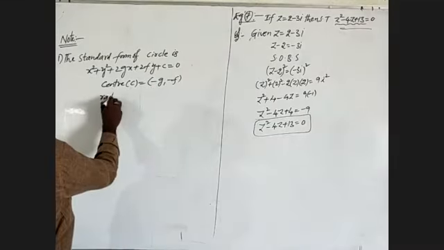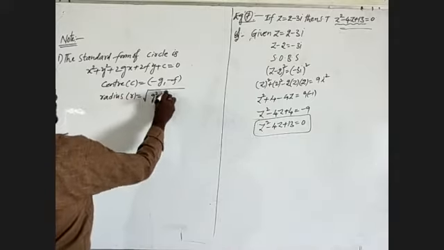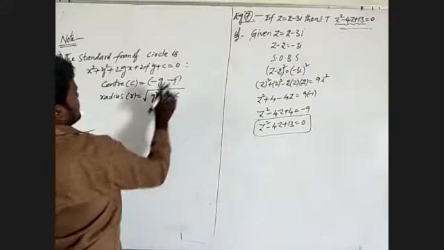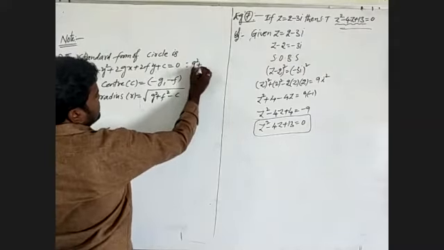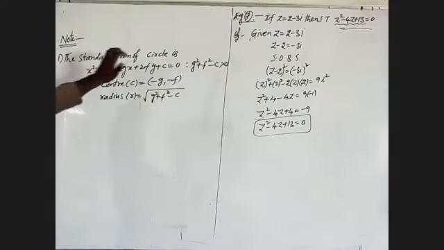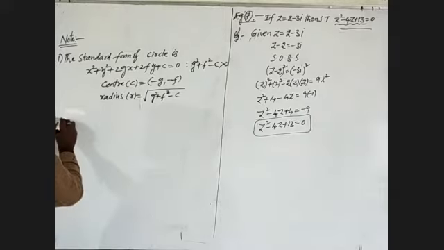After that, radius small r is equal to root of g square plus f square minus c. That means g square plus f square minus c is always greater than 0. This is the standard form of a circle. What is the standard form of a circle? x square plus y square plus 2gx plus 2fy plus c is equal to 0, where center C is minus g comma minus f. After that, radius small r is equal to root of g square plus f square minus c.